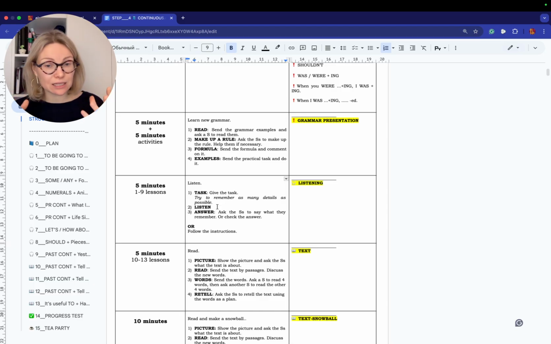The text. First of all, you show the picture if it is a presentation. You ask the students to give ideas. After that, you read the text.